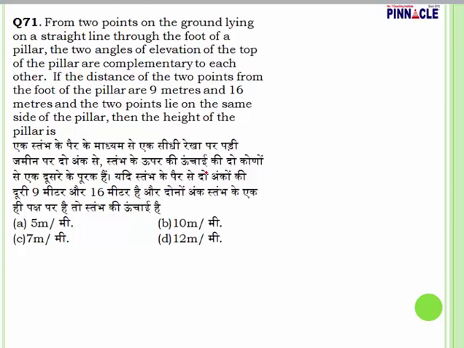Next question, question number 71. From two points on the ground lying on a straight line through the foot of a pillar, the two angles of elevation of the top of the pillar are complementary to each other. If the distances of the two points from the foot of the pillar are 9 meters and 16 meters, and the two points lie on the same side of the pillar, then the height of the pillar would be, this is pillar.